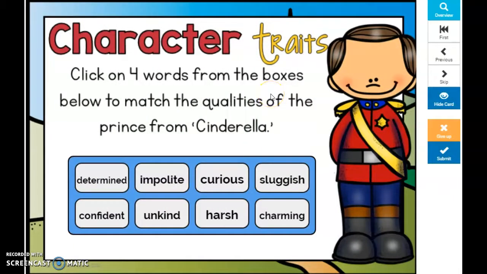So now you describe the prince from Cinderella using 4 words. Is he determined? Yes, he tries really, really hard to get Cinderella to like him. Is he impolite? No, he's not impolite. Is he curious? Yeah, he's probably curious. He wants to know a lot about Cinderella and what her evil stepmom is like. Is he sluggish? Is he slow and mean? No. Is he charming? Yeah, his name is actually Prince Charming. Is he harsh? Meaning he's rude and nasty. Is he unkind? No. And is he confident? Yes, because he keeps trying.